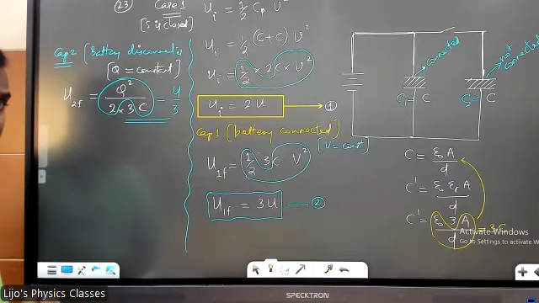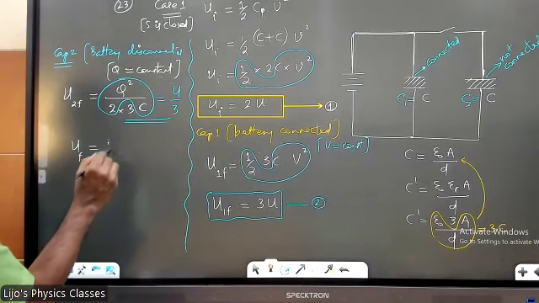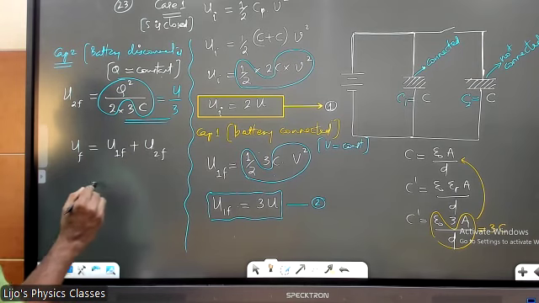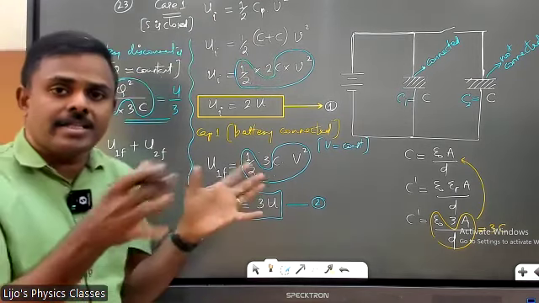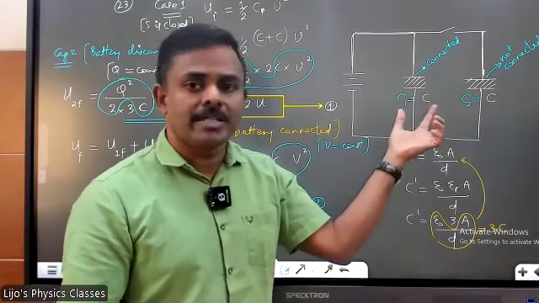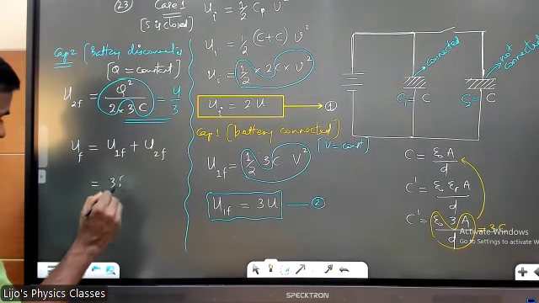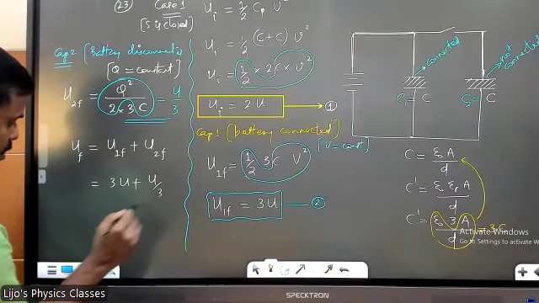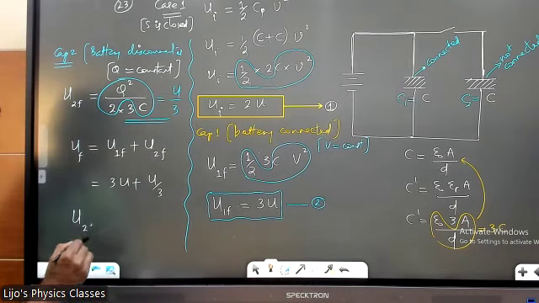I got U2F. Now I can find the total final energy. What is total final energy? U1F plus U2F. Initial energy I found already. The final energy has 2 parts because this capacitor is the battery disconnected case and this capacitor is the battery connected case. So U1F plus U2F. What is U1F? It is 3U, plus U2F, which is U by 3.